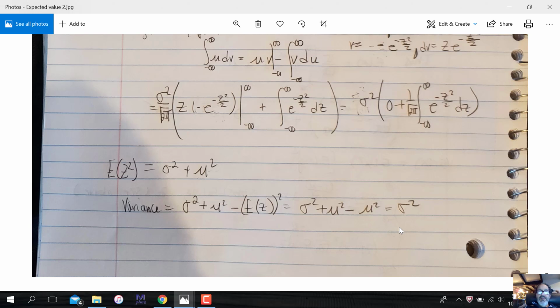So that's it. So we've shown that the expectation of the variable x, remember we converted it to z, but all we have left here is these constants. The expected value is mu, and then the variance is sigma squared. And that's what we wanted to show, right? Okay, that's it. We're done.